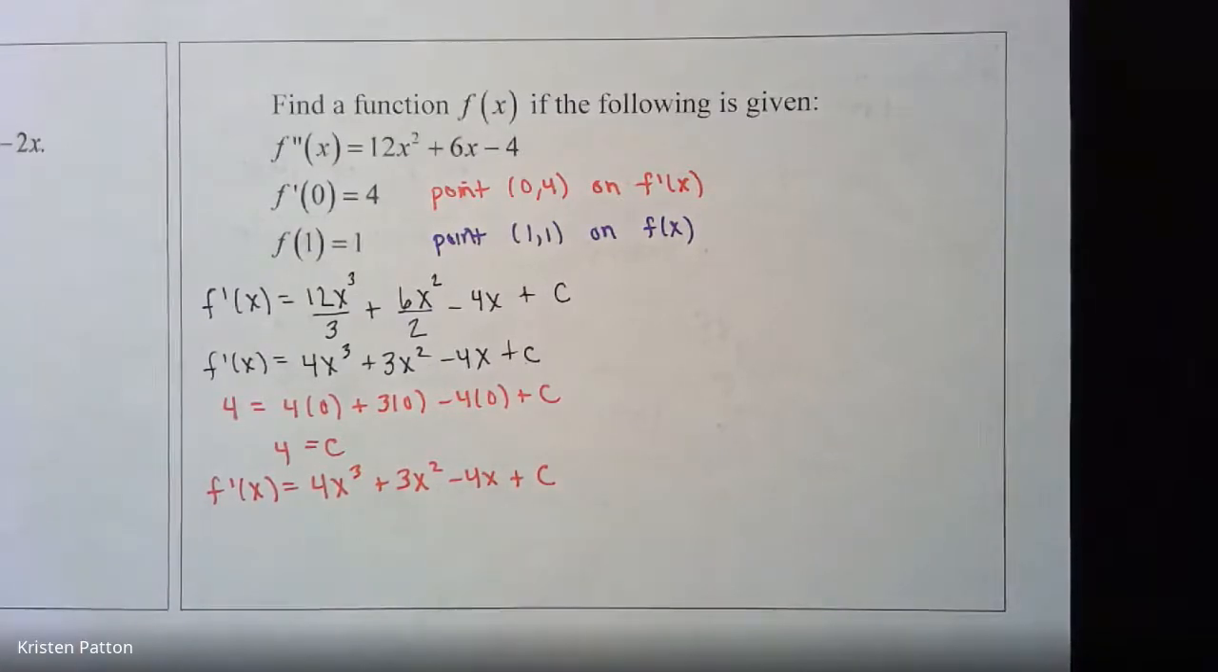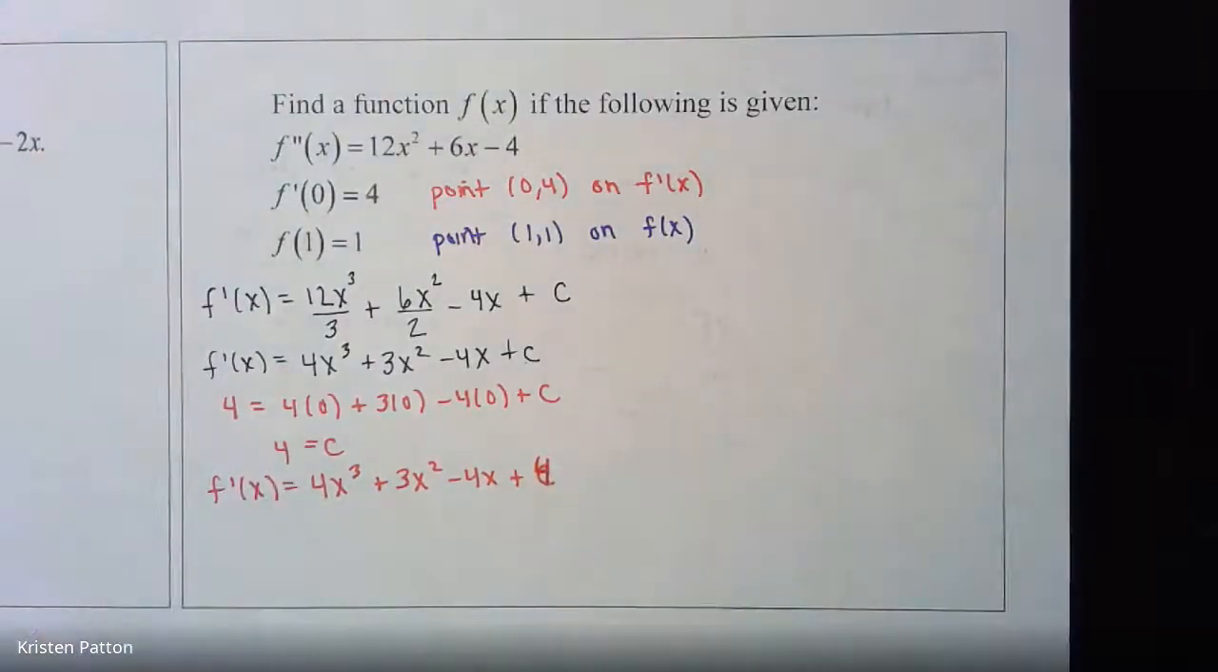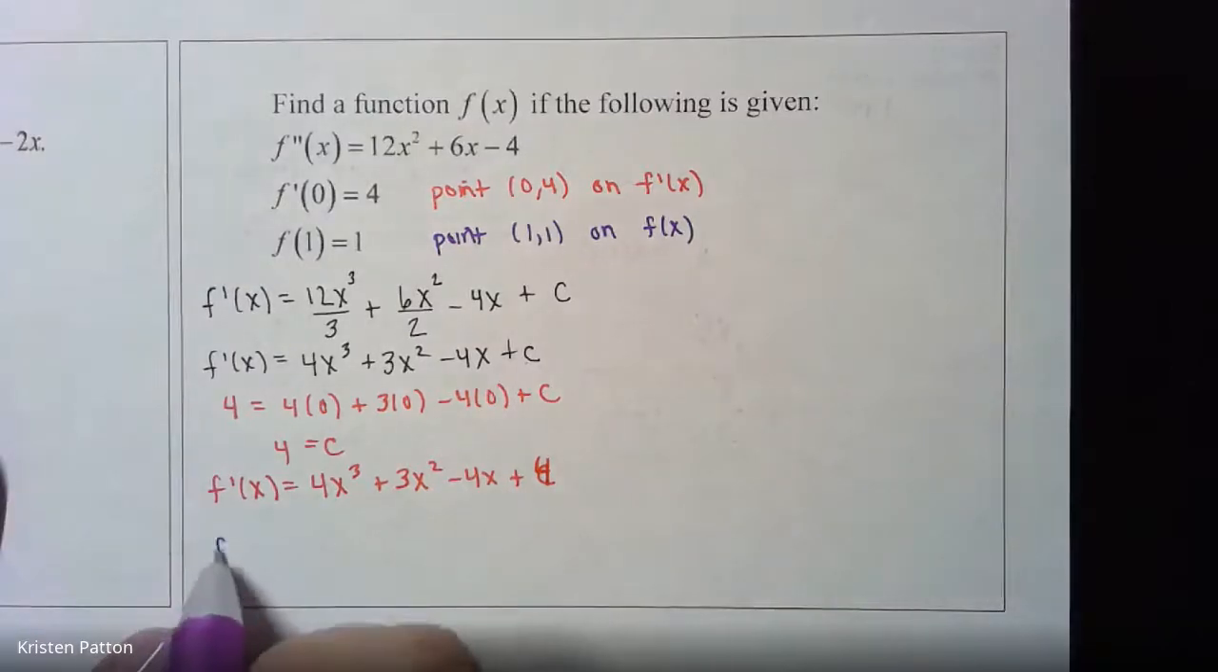Oh, I wrote plus c. I meant to write plus 4. Gosh, that's what happens when I talk and write at the same time. All right, last thing. Now we have a complete first derivative. Now we can take the antiderivative one more time.